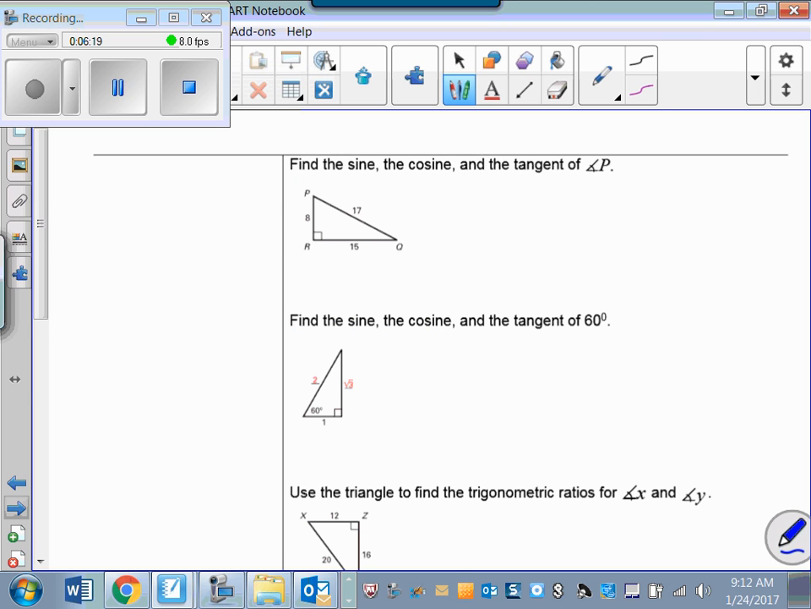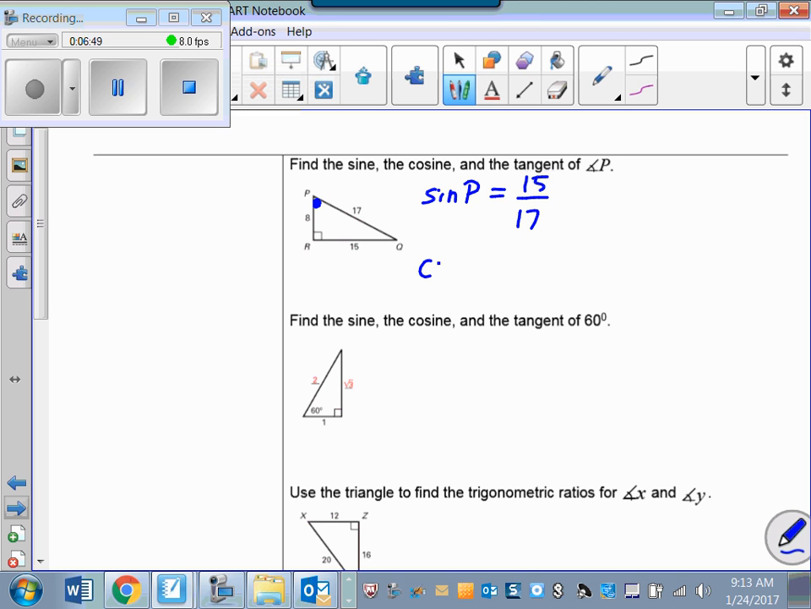All right, let's see how we're going to use this. Find the sine, cosine, and the tangent of angle P. Here's angle P. I'm going to put a mark on it so I know which one I'm looking for. Let's start with the sine, and I'm going to use our abbreviations. So the sine of P, what is it? It's side opposite over hypotenuse. What is the side opposite P? It's 15. What is the length of the hypotenuse? 17. So there we go. Can't simplify that. Of course, if I could, I would have to do that.